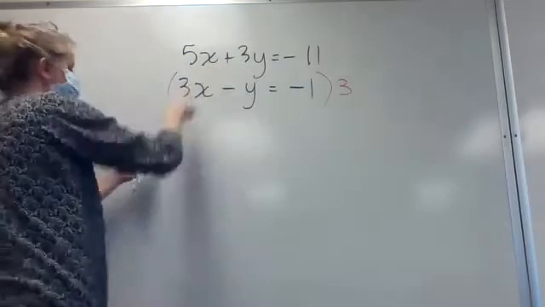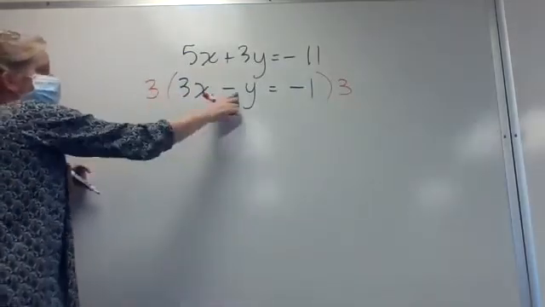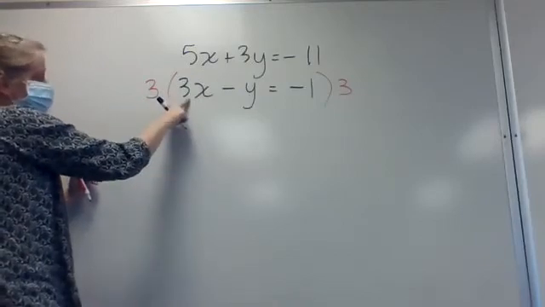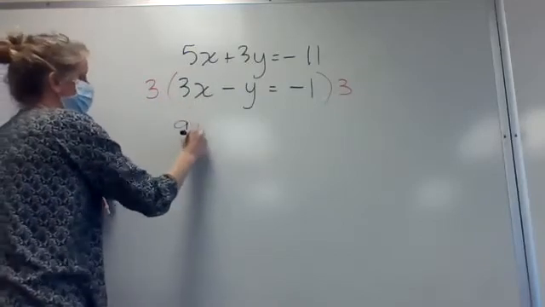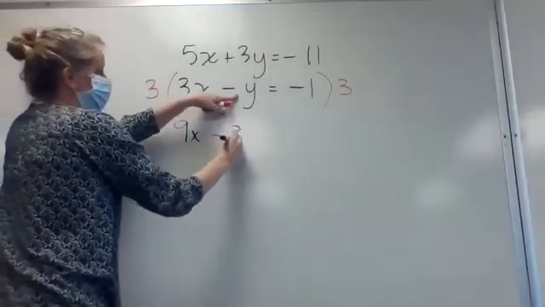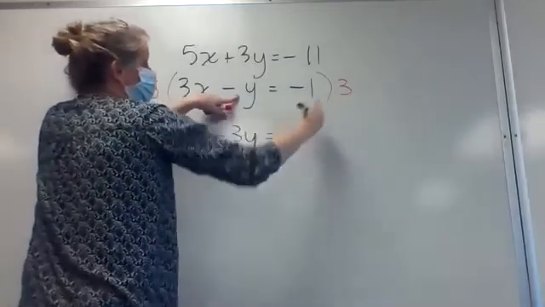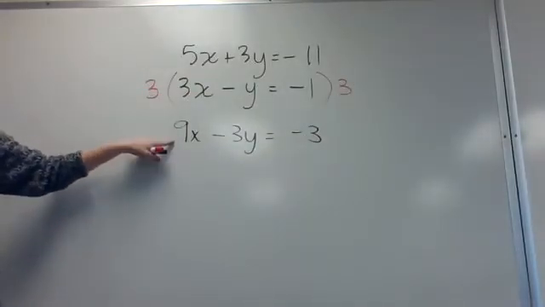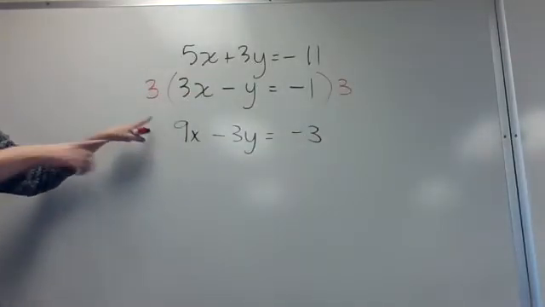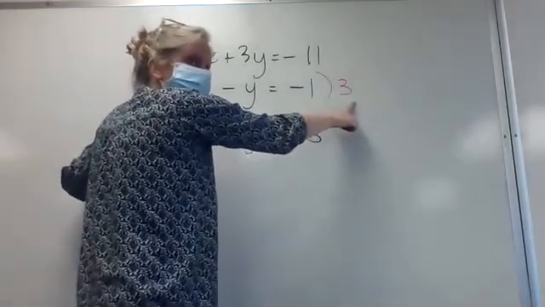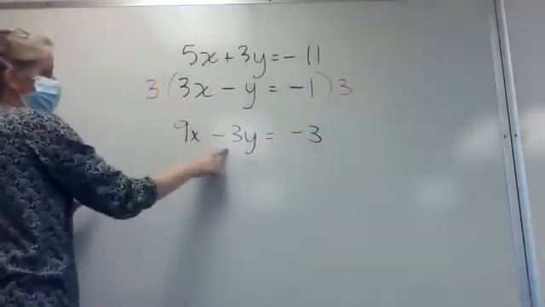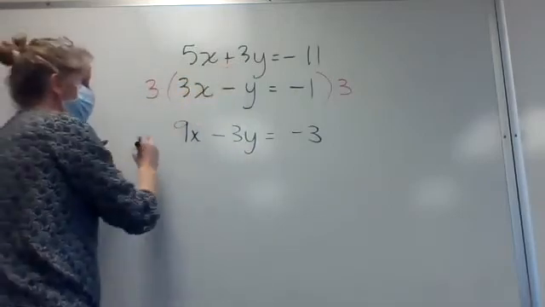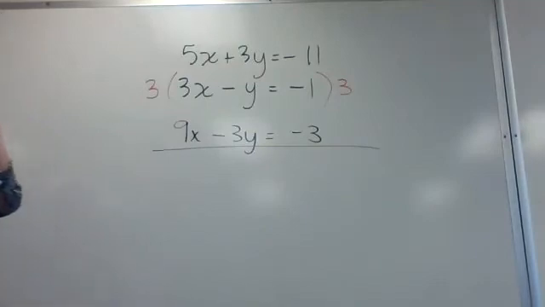To make this a -3, I'll just multiply it by +3. So what's it going to turn this whole equation into? 9x minus 3y equals -3. So these two equations are still equal to each other because I did the same thing to both sides. But now I can add this equation to this one and eliminate my y's.